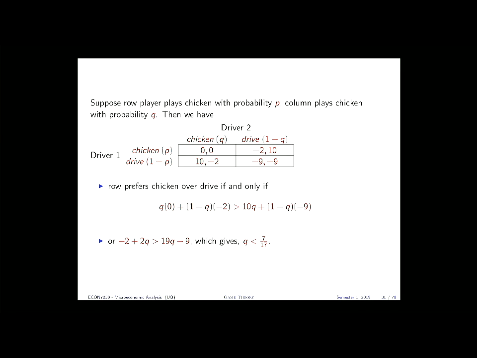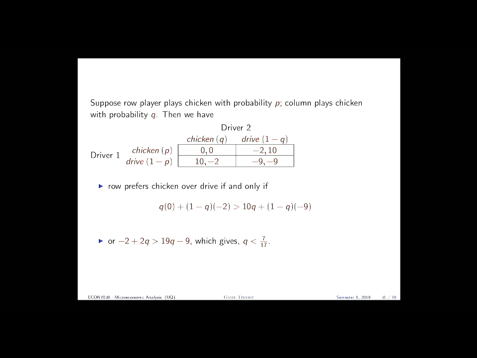Now, I give P to chicken, 1 minus P to drive, Q to chicken, and 1 minus Q to drive for the other player. So, thankfully, this is a symmetric game. Therefore, if we find a Q or P for one player, we can substitute for the other player. Now, what I say is the row player prefers chicken over drive if and only if the expectation of playing chicken is larger than the expectation of playing drive.